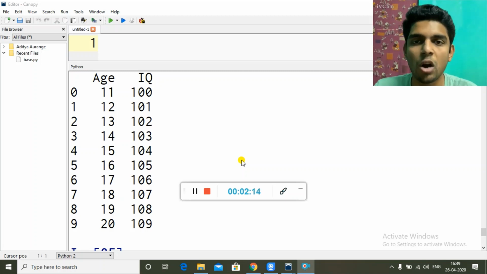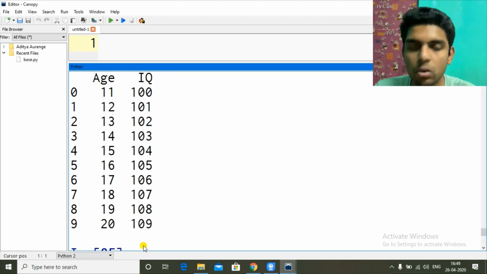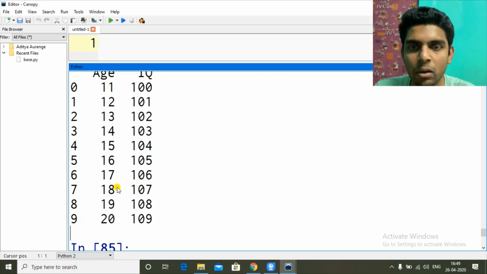Okay, so how can we find it in programming or on a computer? I have this dataset here. In this data frame I have two columns, age and IQ. In total there are 10 values. Let's say I want to find the quantile at 0.5, the value which divides the dataset into two equal parts. I have intentionally taken the values in ascending order, so it will be easier for you to understand.